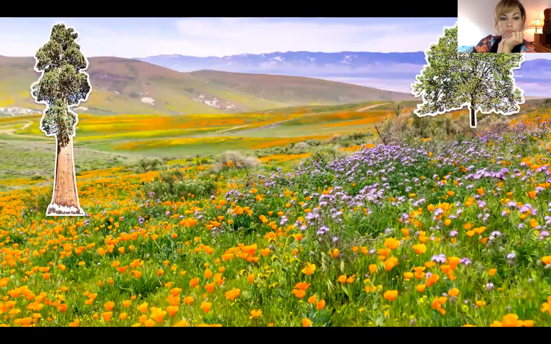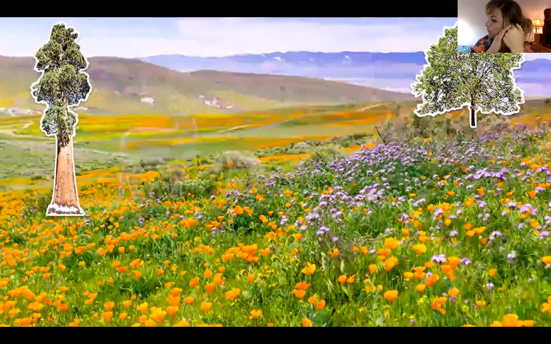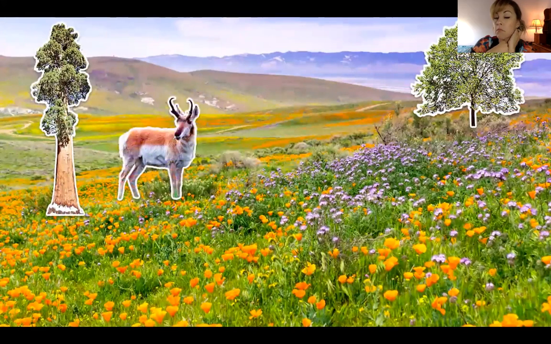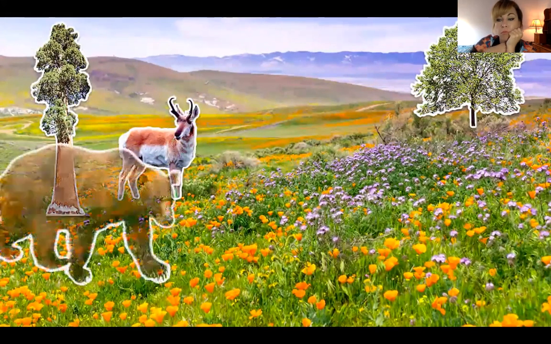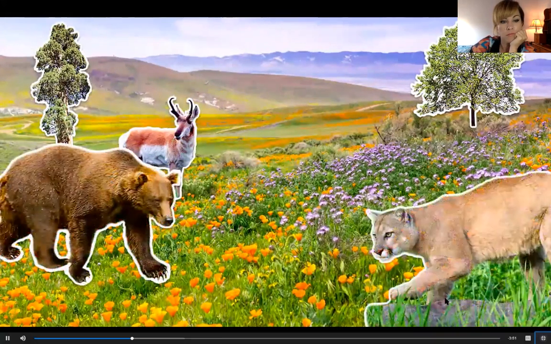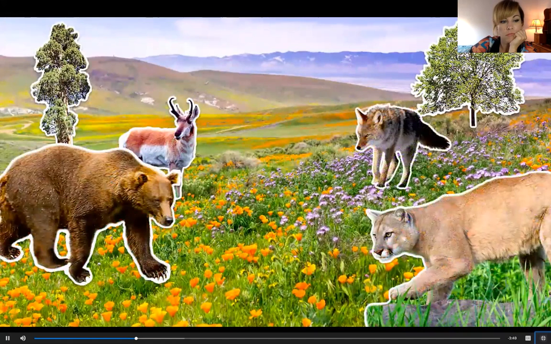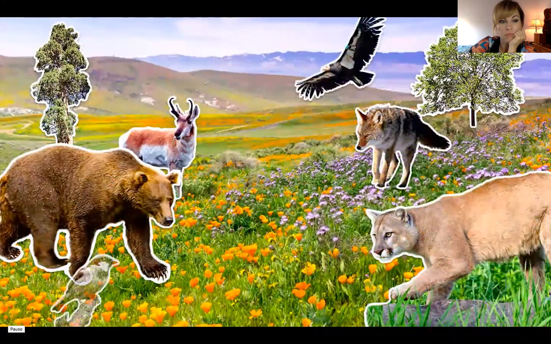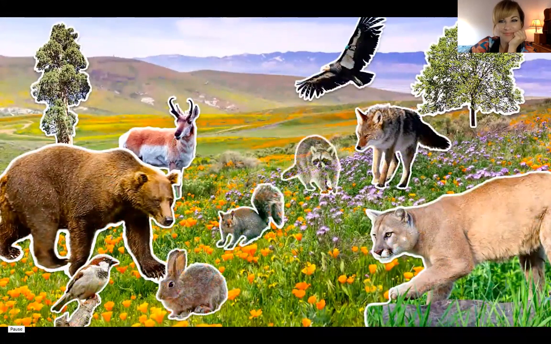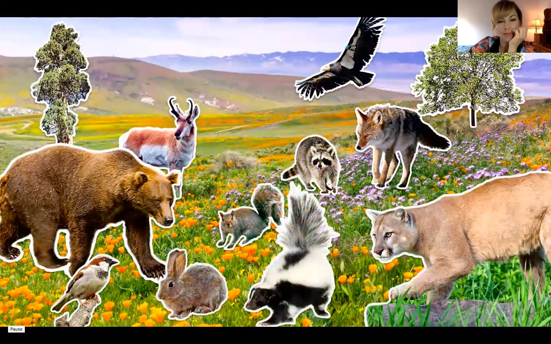Many animals lived in the Los Angeles area. It is believed that there were about 7,000 pronghorn antelopes there in the 1880s. There were also a lot of grizzly bears, mountain lions, and coyotes. There were many birds, such as condors and sparrows. Gray squirrels, rabbits, raccoons, and skunks also lived in the Los Angeles area.